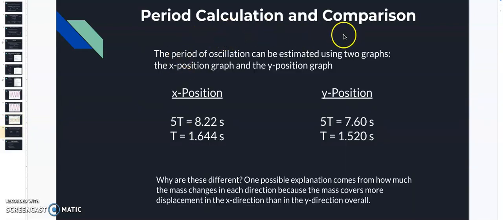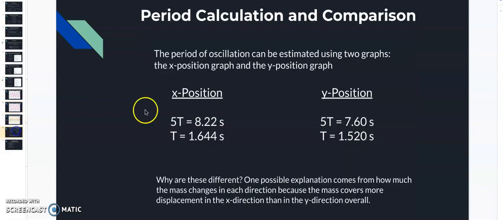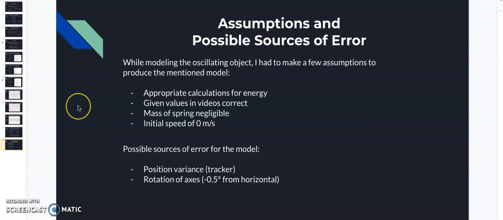So for the period calculation and comparison, we can do that by looking at the two graphs for the period of the X position oscillation and the Y position oscillation. So we can find the periods to be 1.644 seconds for the X position and 1.520 seconds for the Y position. So these are different because the mass changes differently in each direction, and there are also different things working on it. So gravity is for one, and then the spring is for the other more, and so that will change the data itself.